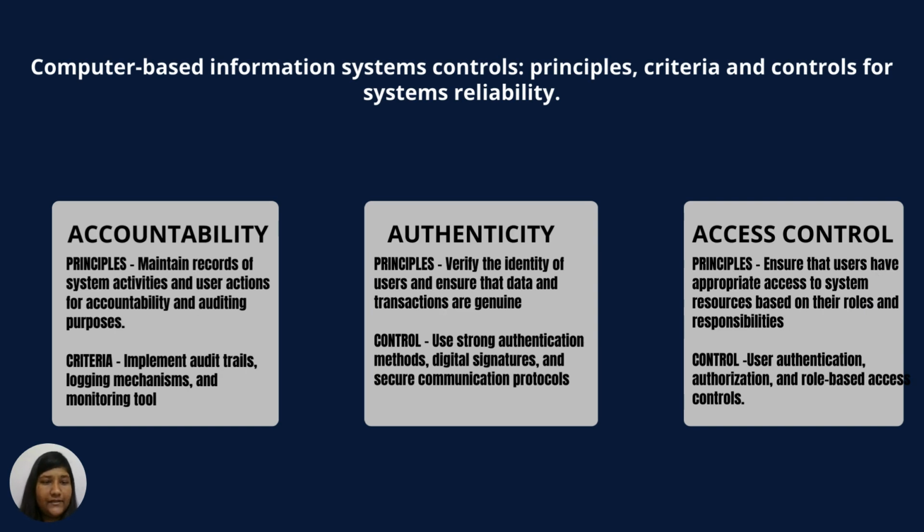Now I'm going to explain accountability. The principle of accountability is maintaining records of system activities and user actions for accountability and auditing purposes. The criteria of accountability are to implement audit trails, logging mechanisms, and monitoring tools. Accountability is very important because without accountability, we cannot enter the invoices and receipts. To make sure an organization is standardized, you must know that accountability is happening in the company.